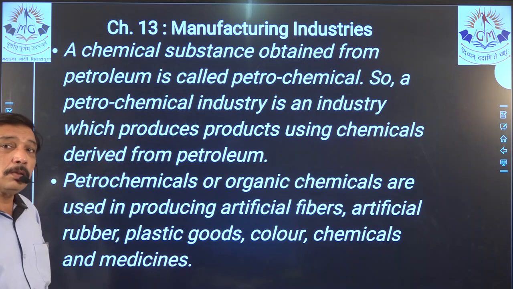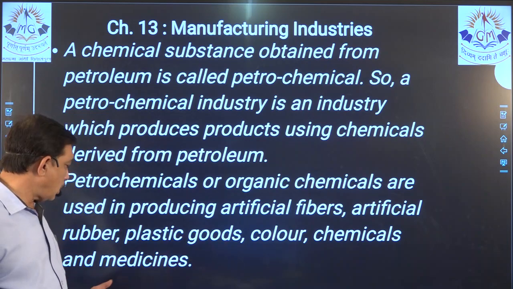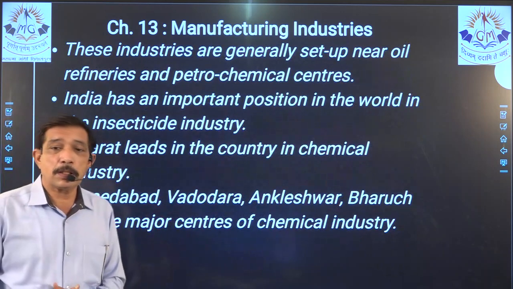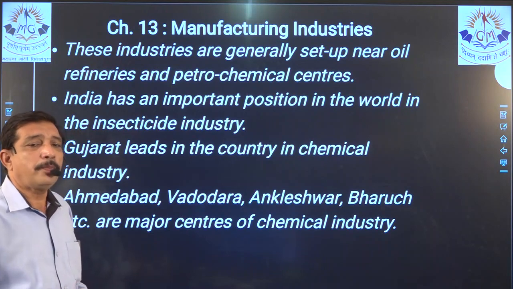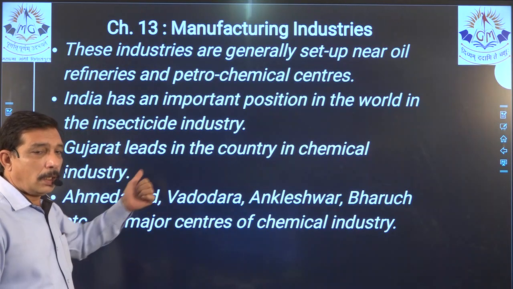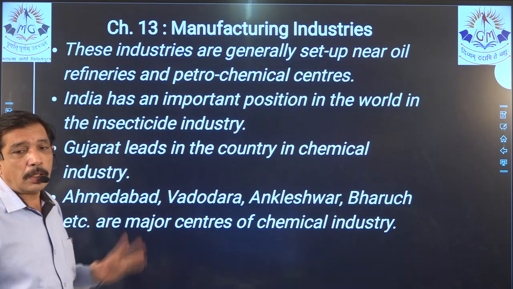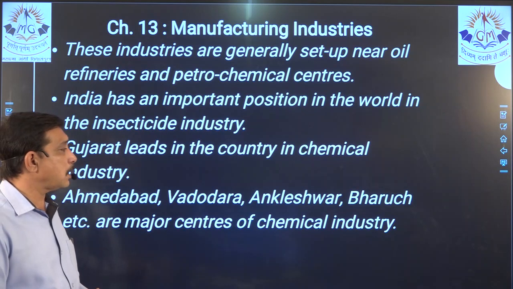Color, petroleum products में color use होता है, right? So chemicals and medicines also. These industries are generally set up near oil refineries because they are petro-based industries. So petrochemical centers. India has an important position in the world in the insecticide industry. Gujarat leads the country in making chemicals. So in the chemical industry, Gujarat has a leading place.